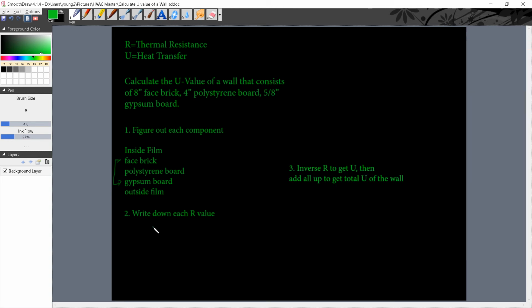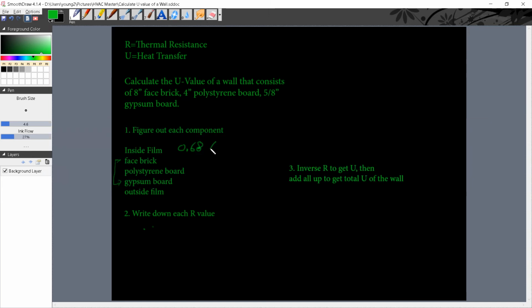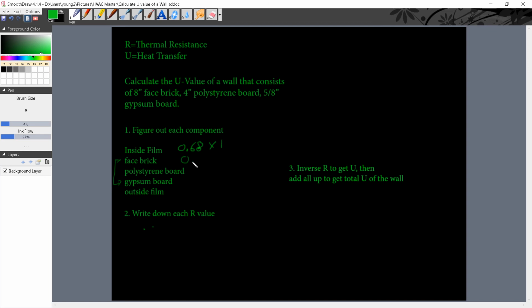0.68. Okay, I'm going to write it here: 0.68. And there's only one layer. For inside and outside air films, it's always going to be times one. Now face brick is 0.2 per inch thickness. Okay, so 0.2. And how many inches of face brick are we given? It's 8 inches, right? So we're going to times that by 8.